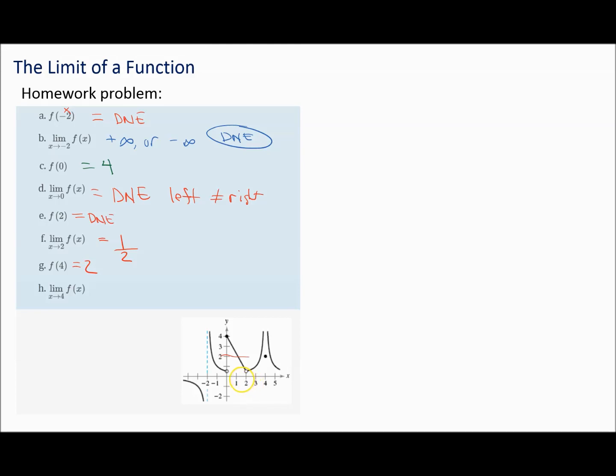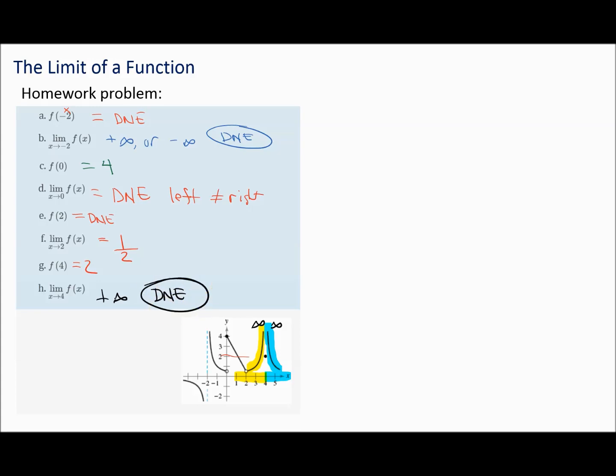So look, as we get closer and closer to 4 from the left, what's the graph doing? It's going up to plus infinity. So that's a plus infinity up there. Now on the other hand, as we get closer and closer to 4 from the right, what's the graph doing? It's also going up there to plus infinity. Now it doesn't matter if one was plus infinity, one was minus, it doesn't matter. That means the limit does not exist.